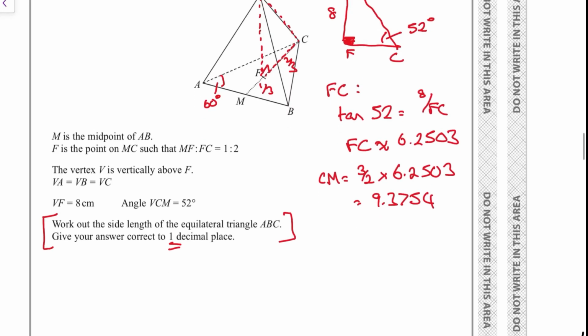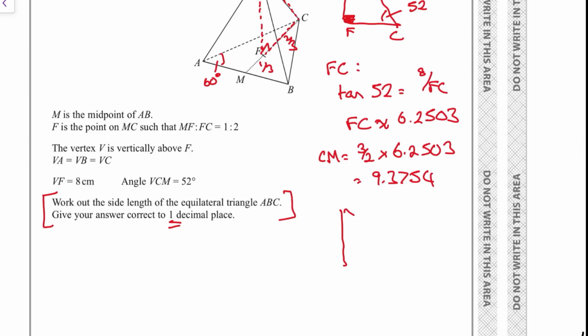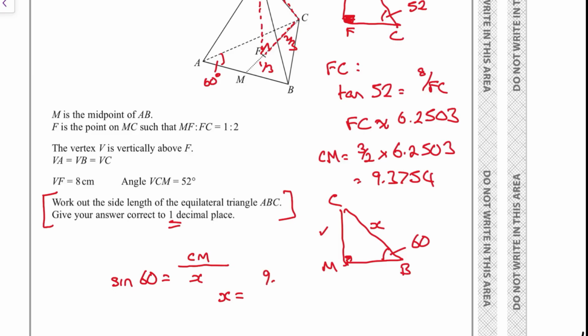And now I've got C to M, I can think about the triangle on the floor, which is the triangle that goes from C to M to B. And then because it's an equilateral triangle, I know that's 60. I've got C to M and I want C to B, don't I? So I want X. So that's opposite and hypotenuse. So it's sine. So therefore sine of 60 is equal to opposite, C to M, which of course is what I've just worked out, 9.3754, divided by X, which I need, which means that X is equal to 9.3754 divided by sine of 60, which I know is root 3 over 2.